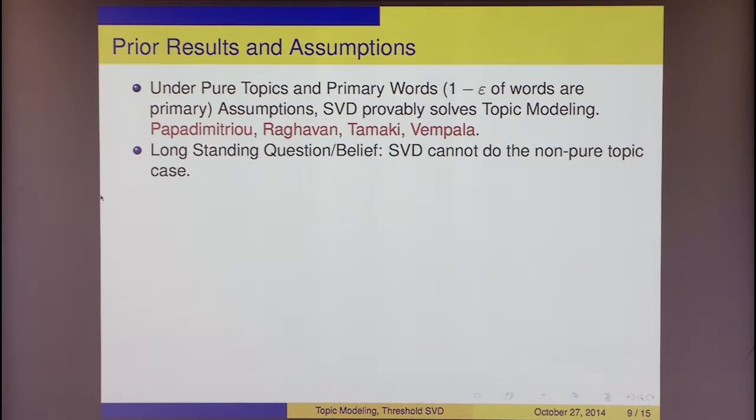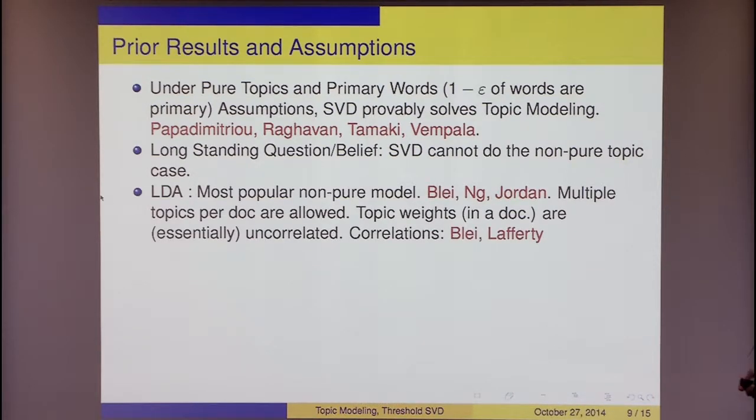Then the long-standing question was whether SVD can handle non-pure topics. Non-pure means the crosses are not at the corners. They are anywhere in the triangle. The most popular non-pure model, which is really used widely, is Blei and Jordan's model called latent Dirichlet allocation, which I won't spell out. Here, multiple topics are allowed. Topic weights are essentially uncorrelated, and there are various more difficult models, for instance, Blei and Lafferty. The trouble is, in this model, computation is difficult. The model fitting problem is probably NP hard, right?